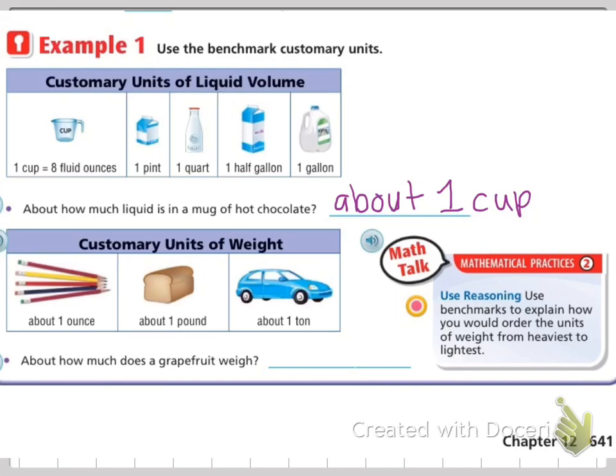And last, U.S. customary units of weight: ounces, pounds, and tons. So 1 pencil, if you hold it in your hand, your average size pencil is about 1 ounce. If you hold an entire loaf of bread, it's about 1 pound, and a car, which you will not be holding, is about 1 ton. So our job is to figure out about how much a grapefruit weighs. Again, it's not getting into, well, there's different size grapefruits. It's thinking about the average size of all of these things and looking at ounces, pounds, or tons, and which one is most appropriate, which is about 1 pound.